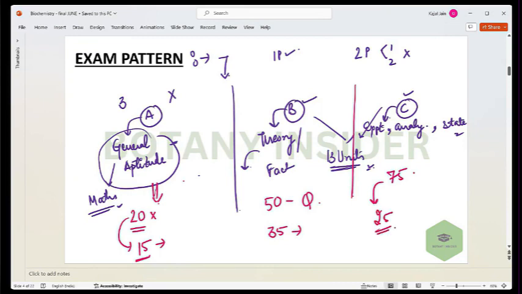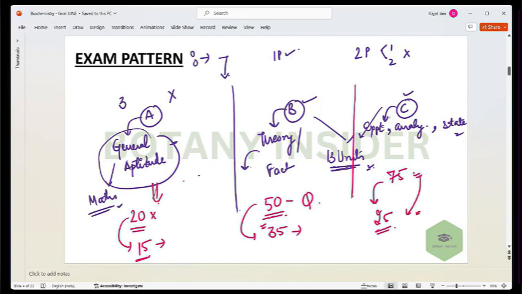Part A, 20 in total, you have to attempt only 15. Part B, 50 in total, you have to attempt 35 only. Part C, 75 questions, you have to attempt 25 only.